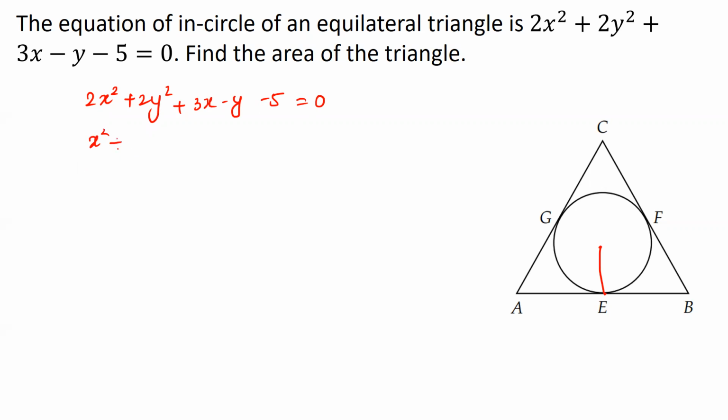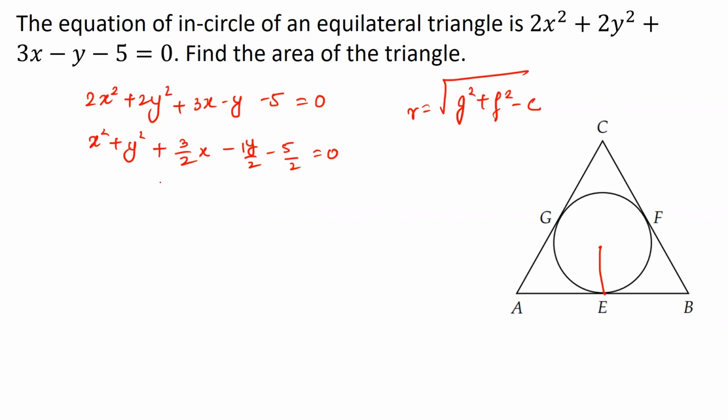So we get x squared plus y squared plus 3 by 2 x minus y by 2, or 1 by 2 y, minus 5 by 2 is equal to 0. This is what we get on dividing each term by 2. So this represents 2gx, remember, and this represents 2fy. So we need to find out the values of g, f, and this is c. And then our radius will be the square root of g squared plus f squared minus c. Let me write down the formula once here for you: root over g squared plus f squared minus c, where g and f we need to figure out.